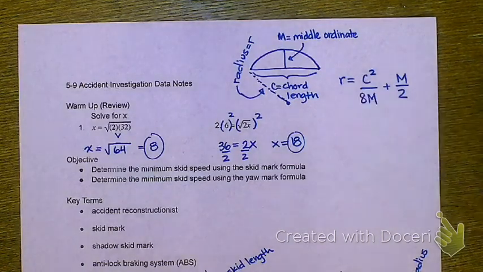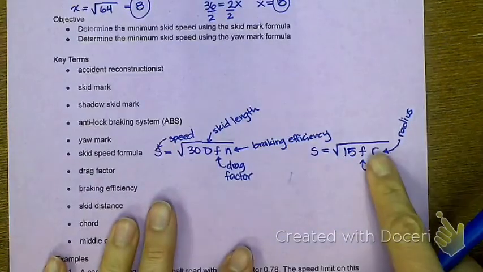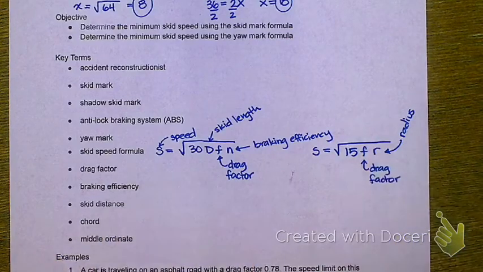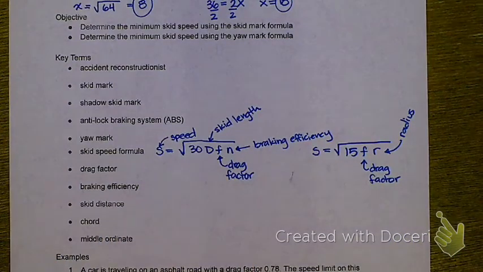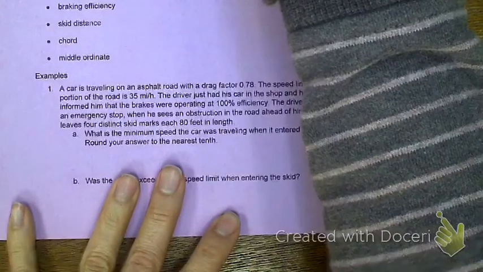And then with the radius, what we can do is we can plug in the number we get for the radius into our formula for our speed, okay? All right, we are gonna go ahead and do some examples, okay? So let's go ahead and take a look at example 1, okay?